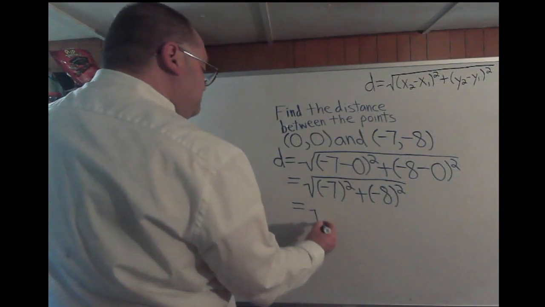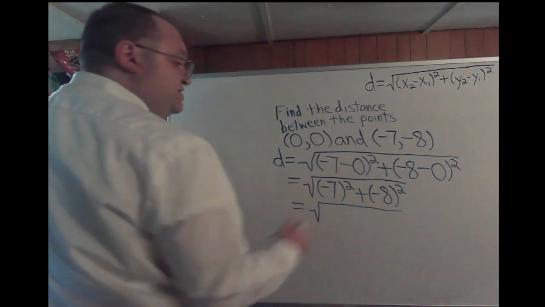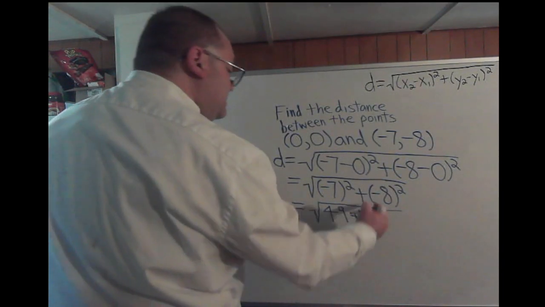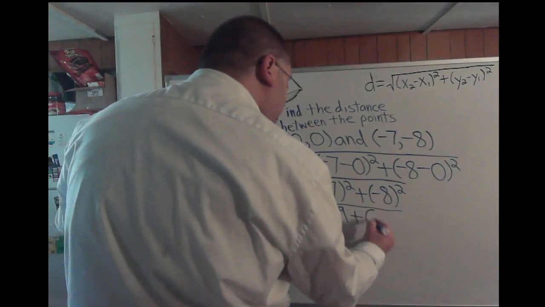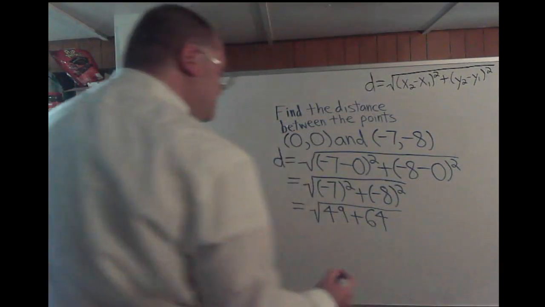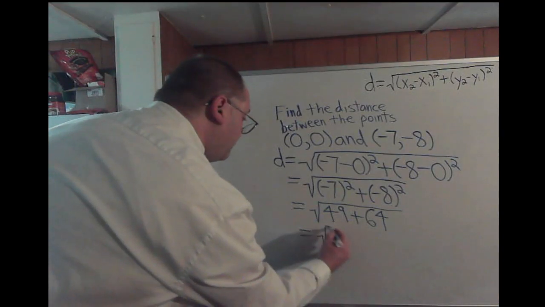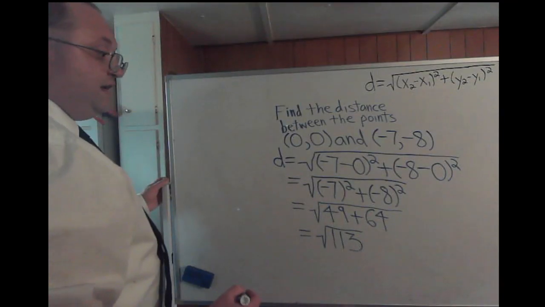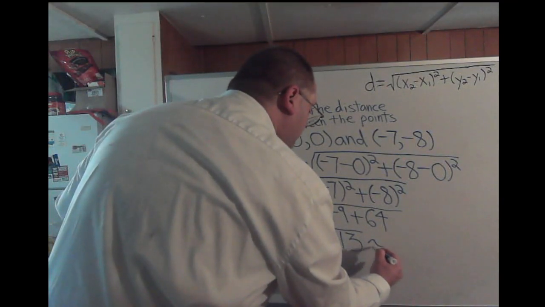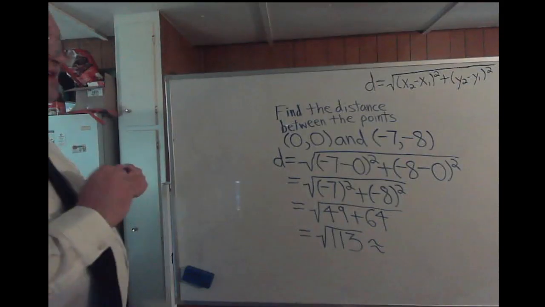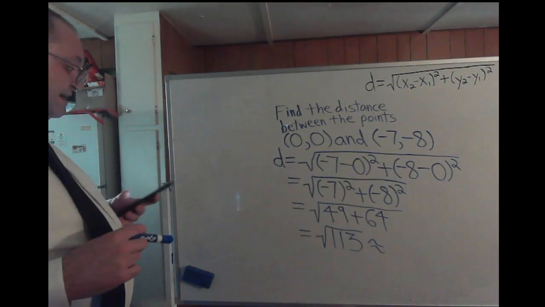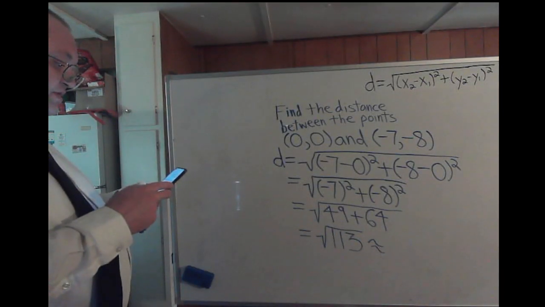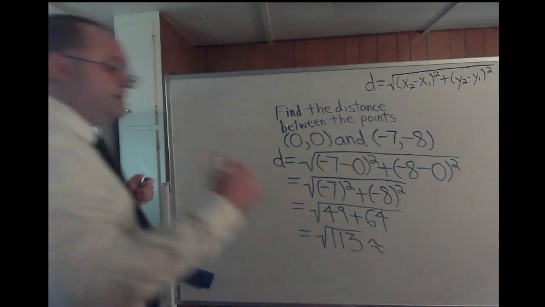Which, when we do the exponents underneath the square root, negative 7 to the second power is positive 49. So you'll get 49 plus negative 8 to the second power, which is 64. That equals the square root of 113, which we know is definitely not a perfect square. So once again, we're going to round to the nearest tenth. Time to break out the handy dandy calculator. The square root of 113 is about 10.63.